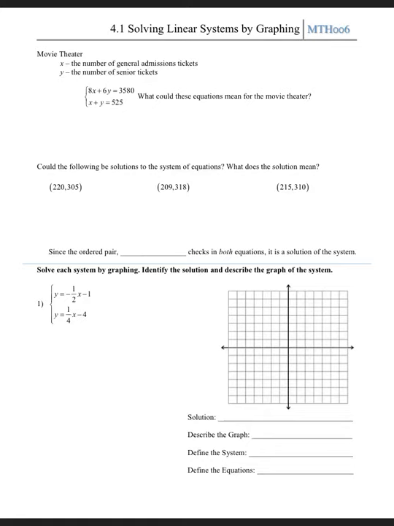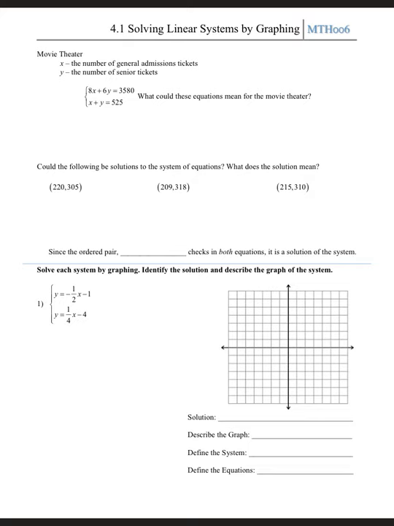Hi there, this is section 4.1, Solving Linear Systems by Graphing. Just to review, a linear system looks like this right here. It's when we have two equations with two unknowns. And the idea here is we want to find what values make the equations true. So let's talk about this first set of equations here. We have 8x plus 6y equals 3580, and then x plus y equals 525.